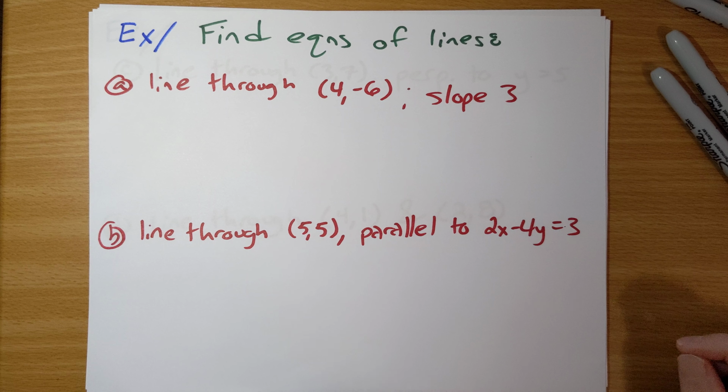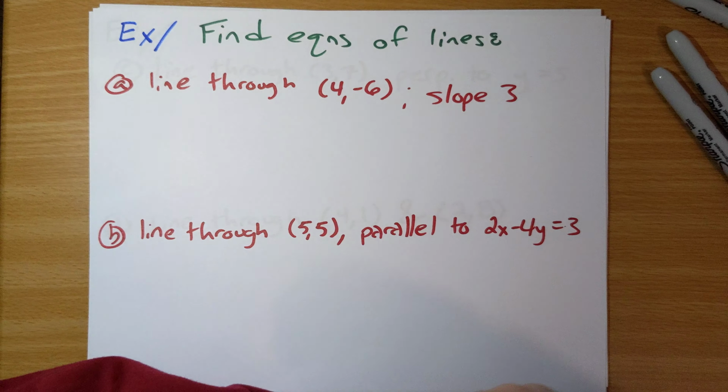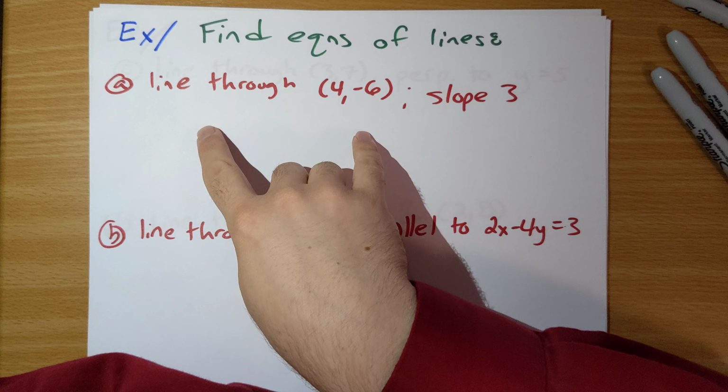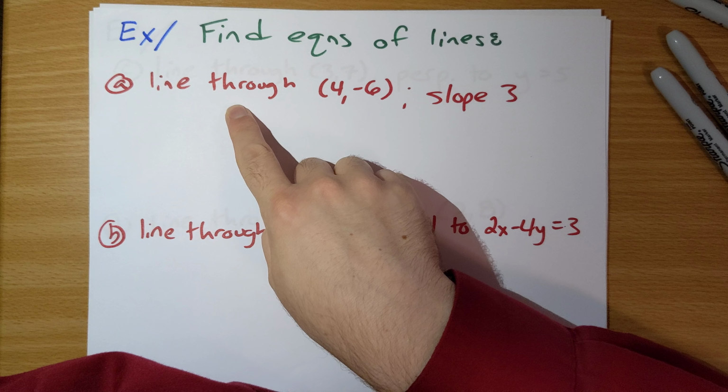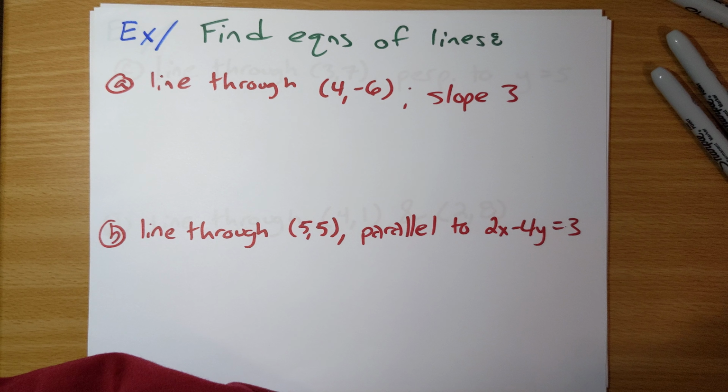Let's make sure that we are proficient at finding equations of lines. So I just have a bunch of examples here that we'll crunch out real quick. Equation for a line through the point (4, -6) with slope 3.